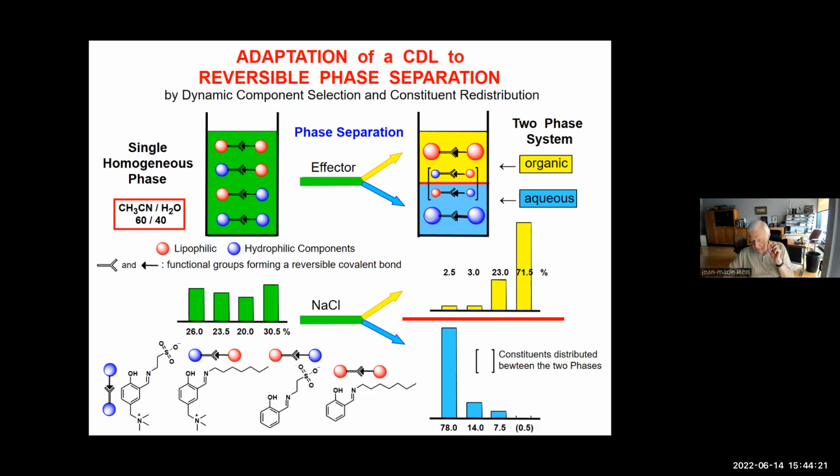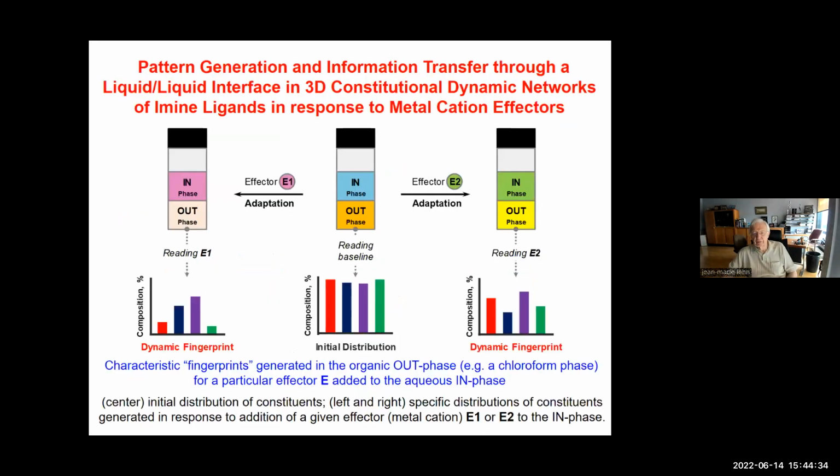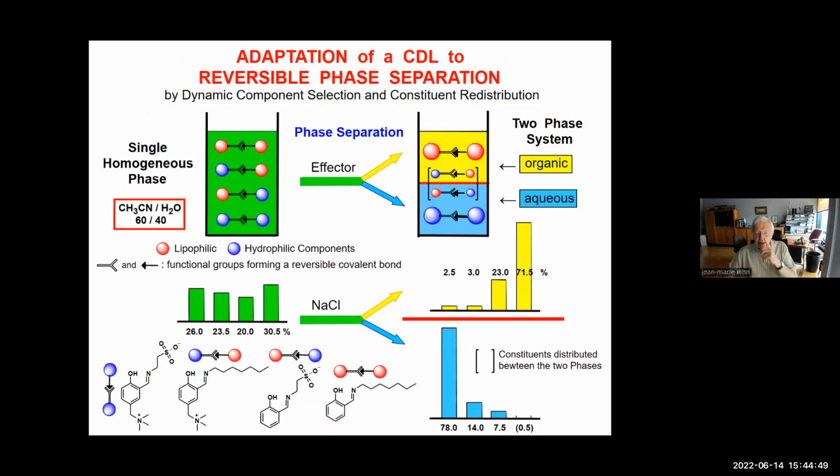So you redistribute the constituents so as to select and amplify the ones which are more organic, and the ones which are more aqueous. Now, here I would like to finish with this thing because it was also done by one of my co-workers who was of Ukrainian origin, Dr. Artem Osipenko. This being said, what I indicated here, you have now 2 phases.